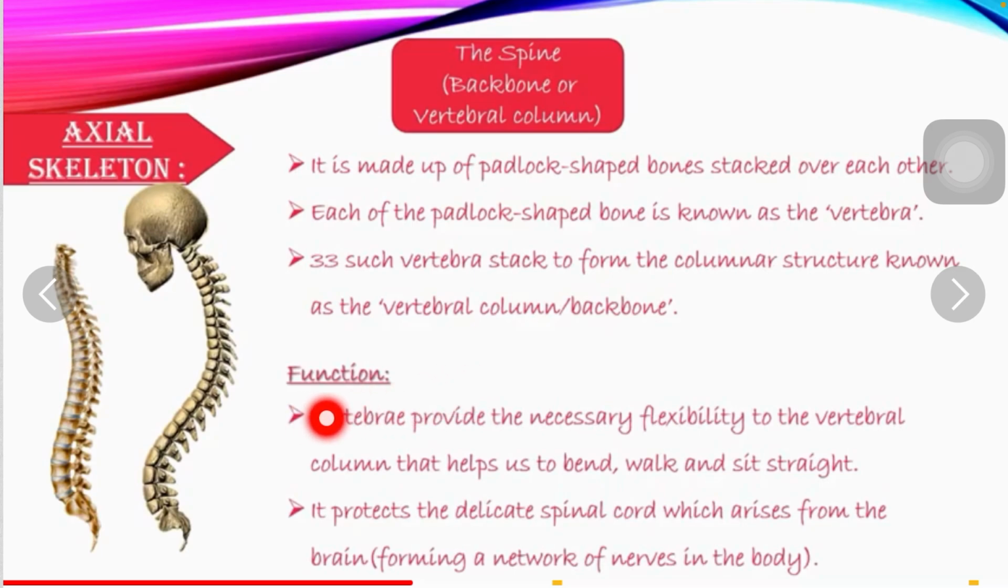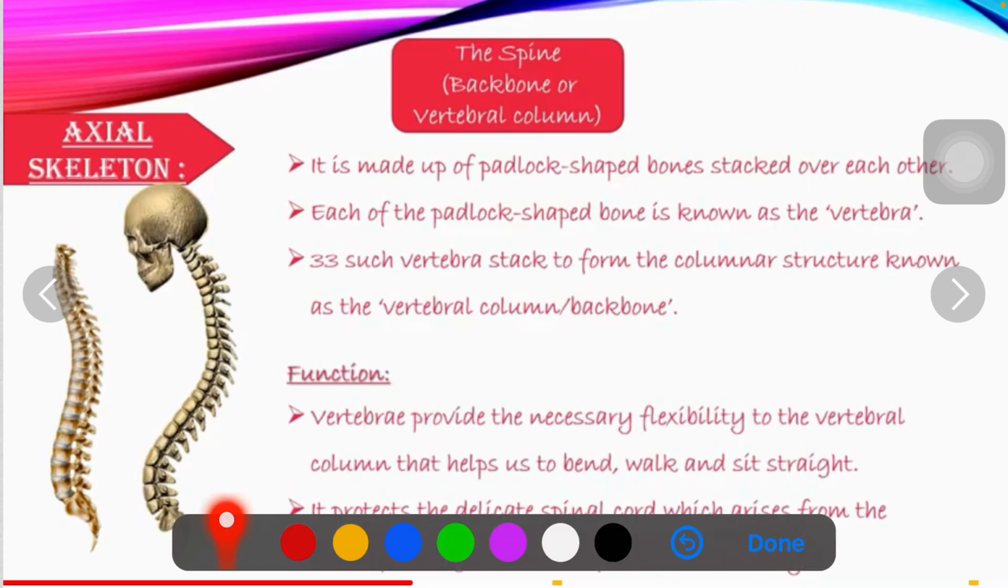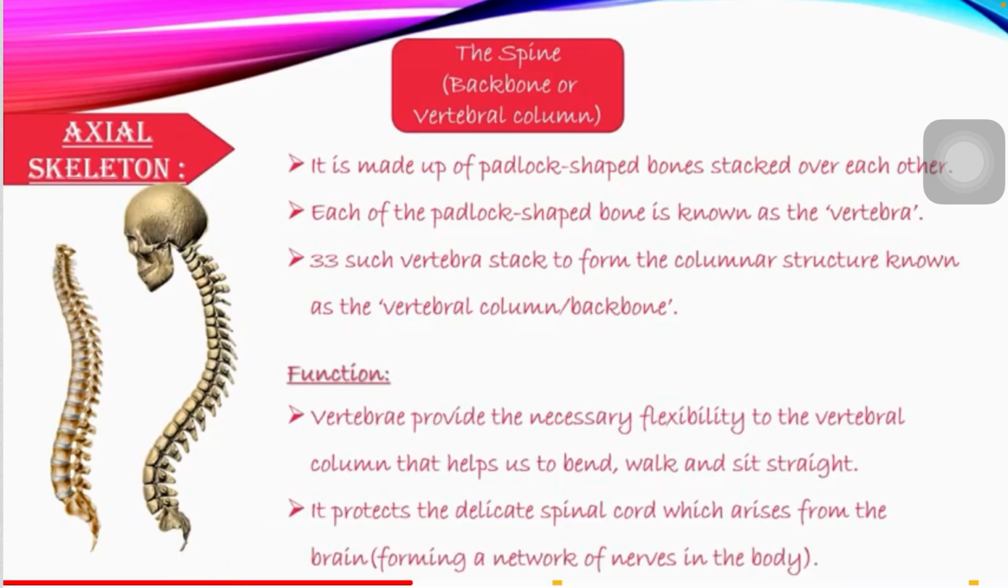Now what is the function of this spine? Vertebrae provide the necessary flexibility to the vertebral column that help us to bend, walk and sit straight. If these were not there, we cannot move, we cannot walk straight, we cannot bend, we cannot sit straight. Also, it protects the delicate spinal cord which arises from the brain, forming a network of nerves in the body.